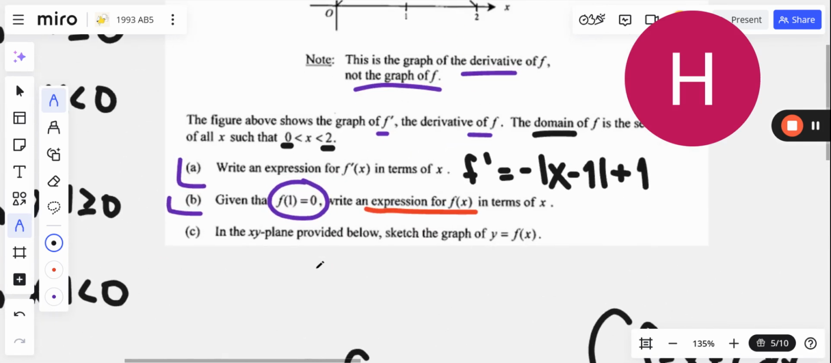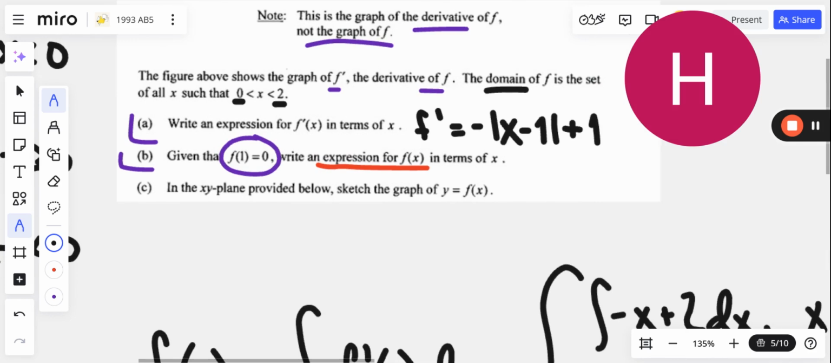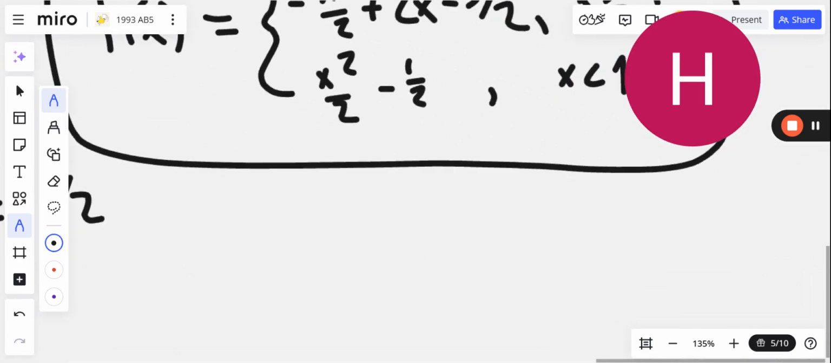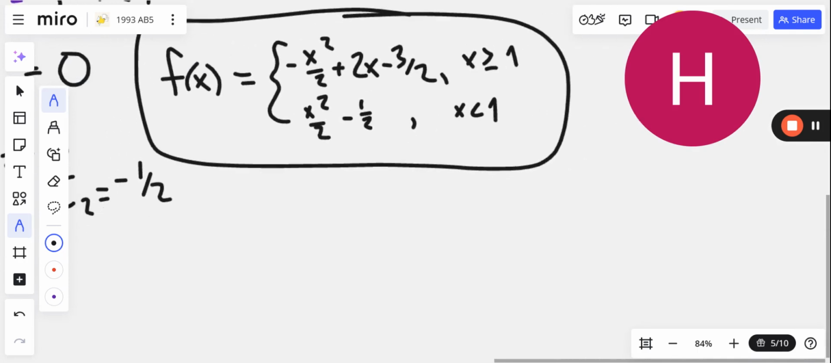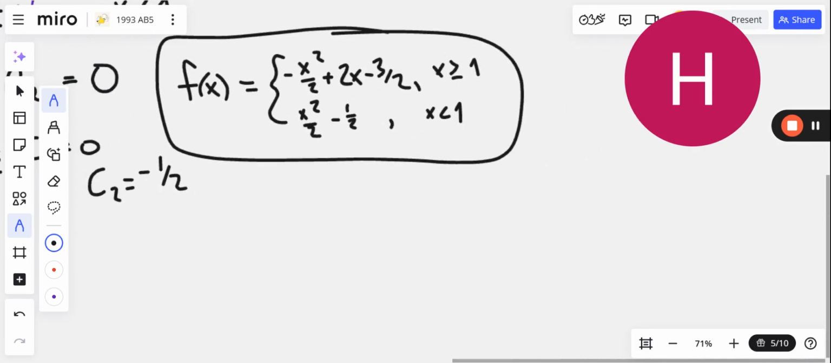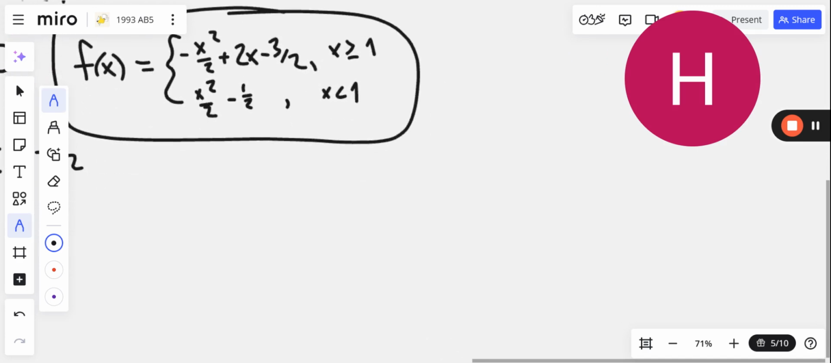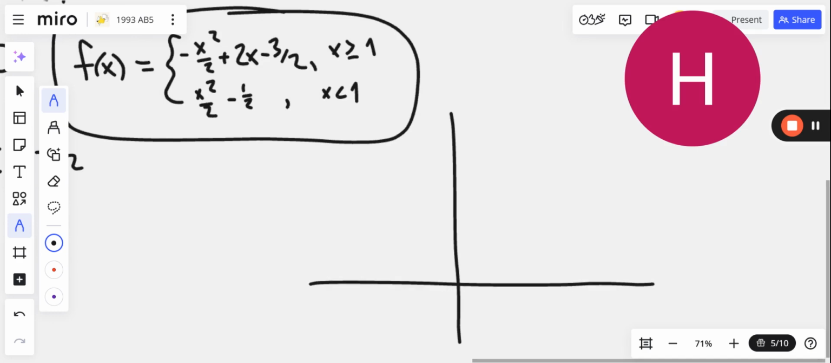Okay, last part here. In the plane provided, I didn't really screenshot the plane provided, we can just do that. Sketch the graph of y equals f of x. Okay, so not too bad at all. You just have to sketch this. Let's see, I can probably find the axis of symmetry on these parabolas. Let's see if it occurs anywhere on the interval. I know for sure, obviously, at 1, we're at 0 for both sides.